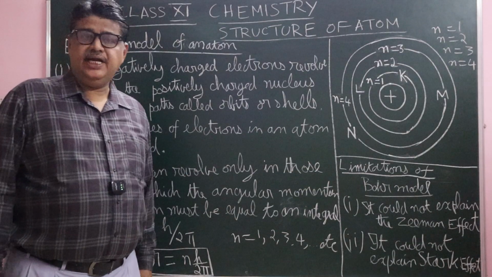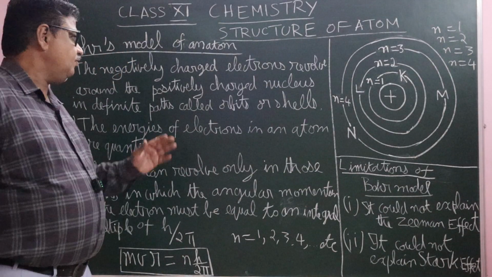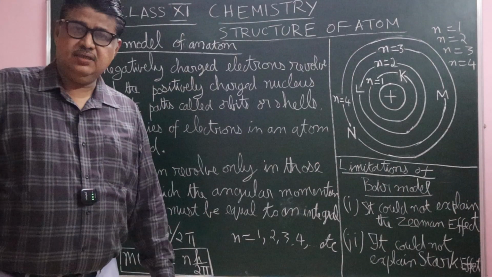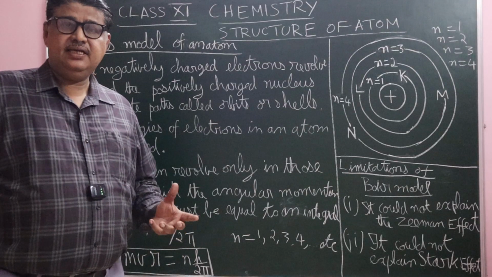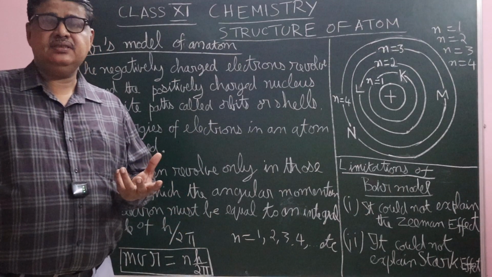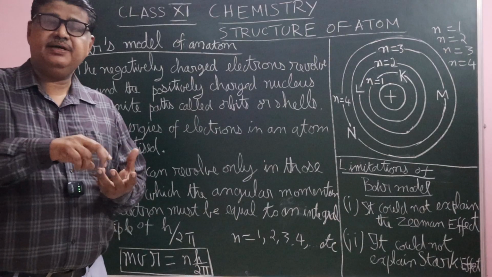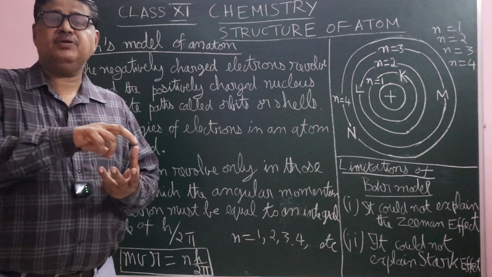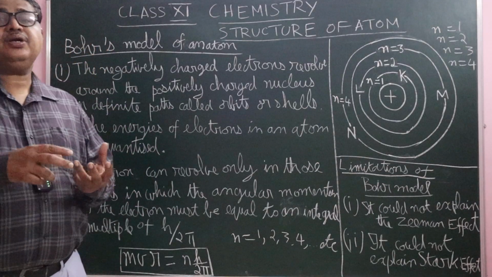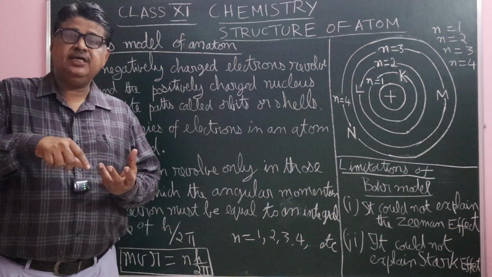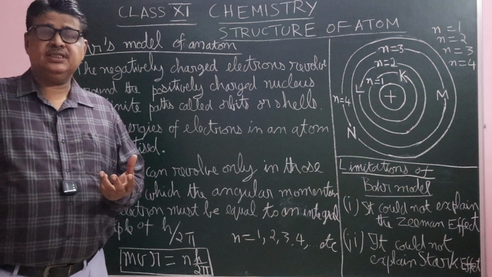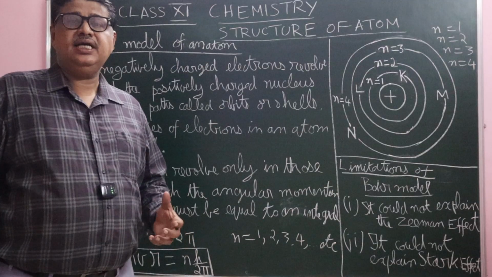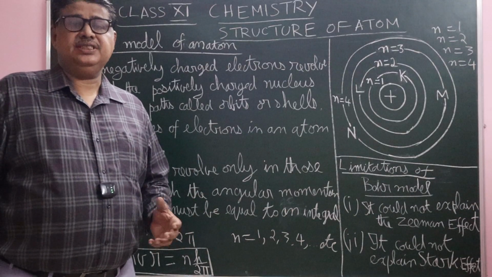Bohr's model of an atom. Before seeing Bohr's model, let us see what the Rutherford model is. Rutherford explained the nucleus of the atom. He said the nucleus of the atom is positively charged, and the negatively charged electrons revolve around the nucleus in circular orbits. But he did not explain anything about the electrons in his concepts.